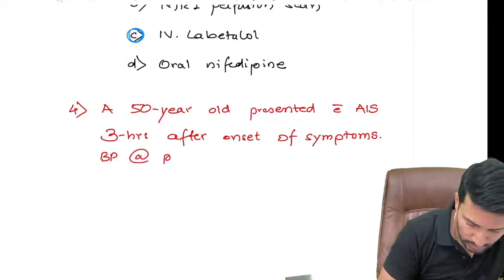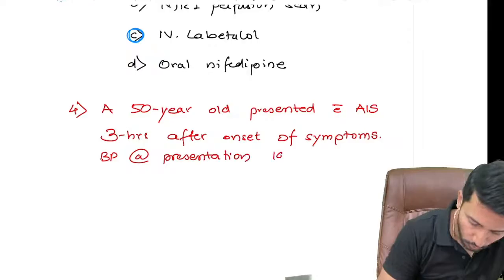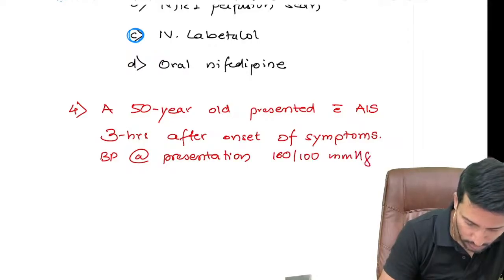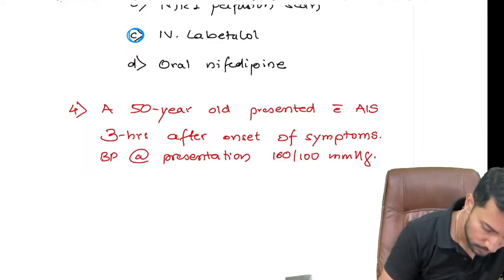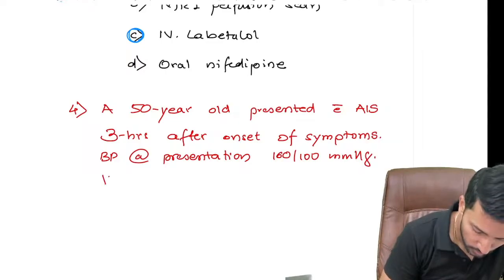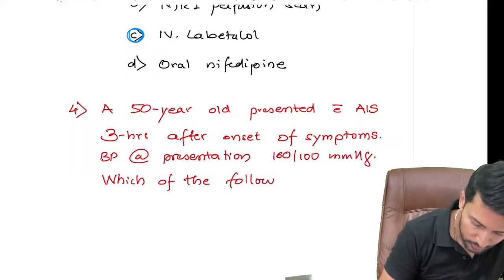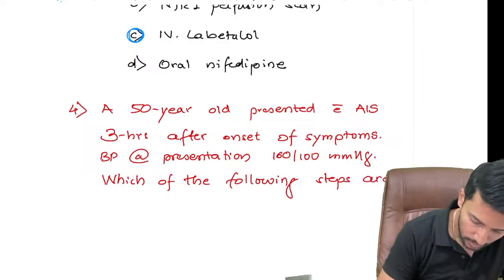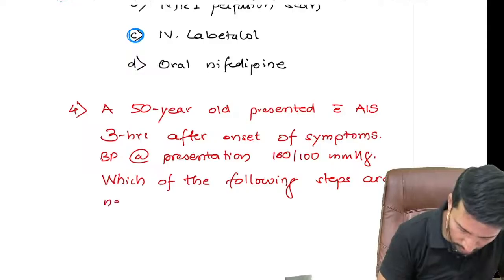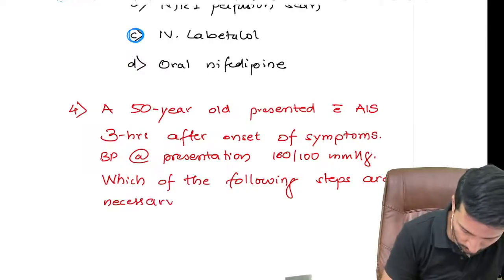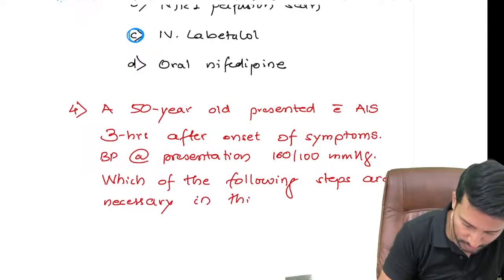BP at presentation or on arrival is 160 by 100 millimeters of mercury. Which of the following steps are necessary in this patient management?